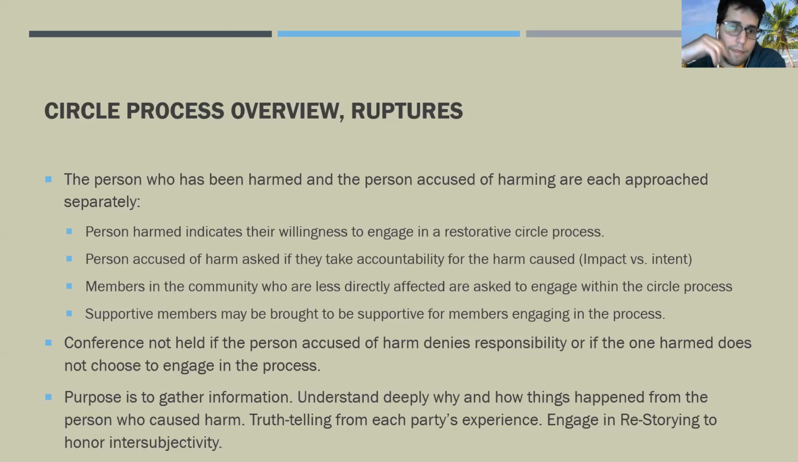Members in the community who are less directly affected may be asked to engage with the circle process. So maybe an intern is harmed in some way, and you'd want to involve the cohort of trainees, if that's okay for the person who's been harmed, both for support and also because maybe they're affected by the decision or the harm that's done. If there's a specific consultation group where a harm happened, then maybe you want to involve the whole consult team around it. And you can also ask both parties if there are supportive members that may be brought in to support them while they're engaging in this process.